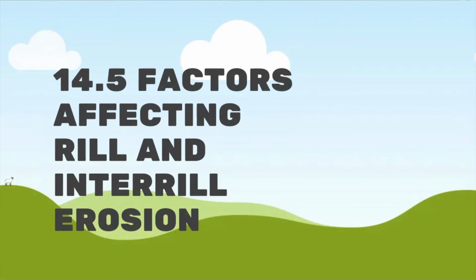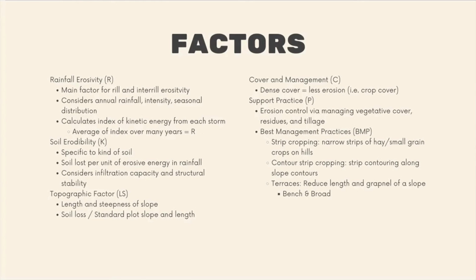And you can actually go ahead and look at the equation right above, because our next section is going to be factors affecting rill and inter-rill erosion. So we're going to be taking a look into all of those variables from the Universal Soil Loss Equation. First is rainfall erosivity, which is the main factor for rill and inter-rill erosivity, and that considers annual rainfall, intensity, and seasonal distribution, and it calculates an index of kinetic energy from each storm, and so the average index over many years is going to equal the factor R.